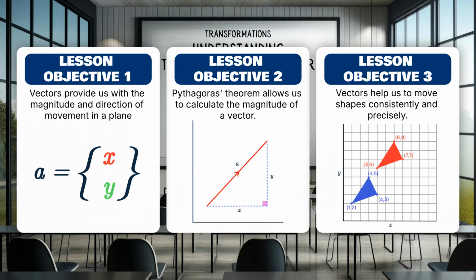Overall, vectors provide a powerful and efficient way to describe and perform translations in geometry, offering both clarity and precision in movements and transformations. By mastering the use of vectors, we enhance our ability to solve complex geometric problems and understand spatial relationships better.